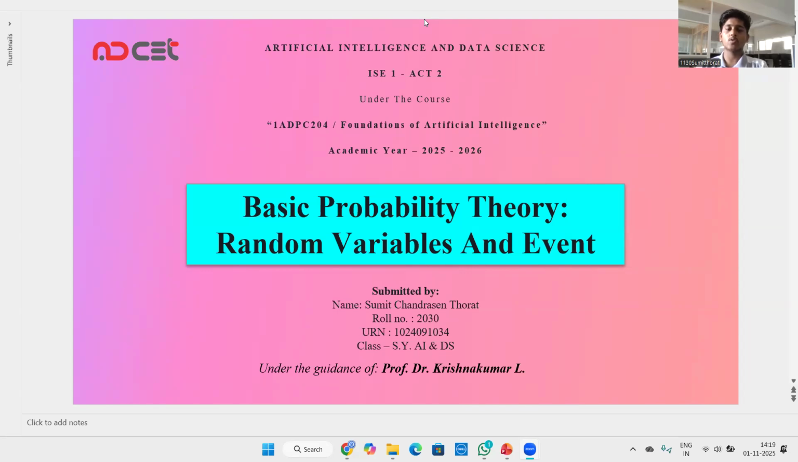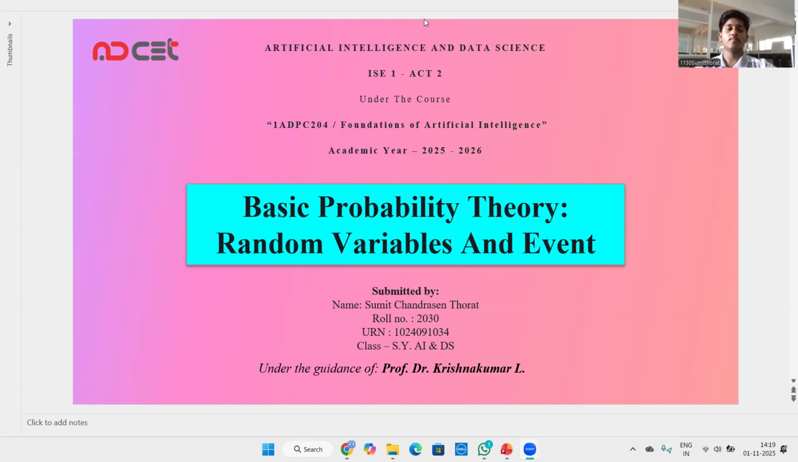This topic belongs to the course Foundation of Artificial Intelligence under the guidance of Prof. Dr. Krishna Kumar Sir. Probability is one of the key pillars of artificial intelligence and data science. It helps machines and humans make informed choices under uncertain conditions. By the end of the session, you will understand how probability connects theory with intelligent decision making.